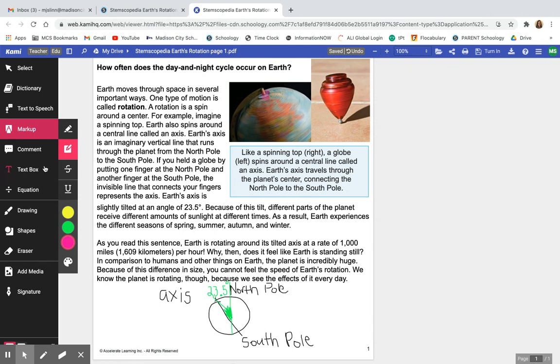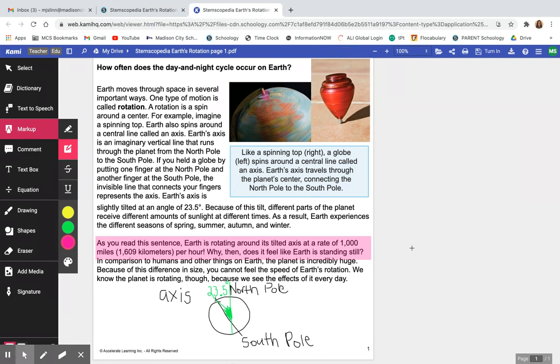As you read this sentence, Earth is rotating around its tilted axis at a rate of 1,000 miles per hour, which is the same as 1,609 kilometers per hour. This is something that you made a prediction about yesterday in your assignment. I asked you to make an estimation about how fast you think the Earth spins on its axis. I'm curious, was your estimation anywhere close to accurate? I'm not sure I could have come up with an accurate estimation for this. It's hard for our human brains to visualize that speed because we can't feel the Earth spinning.